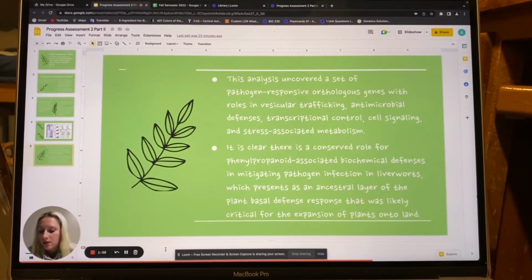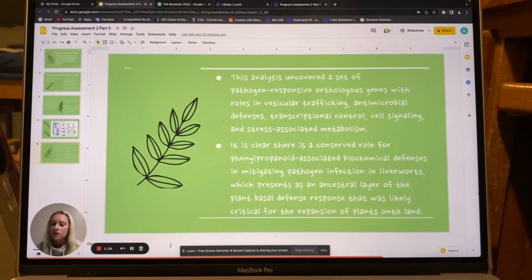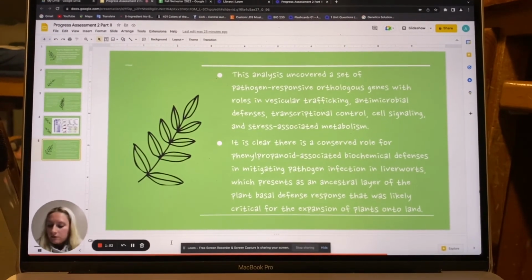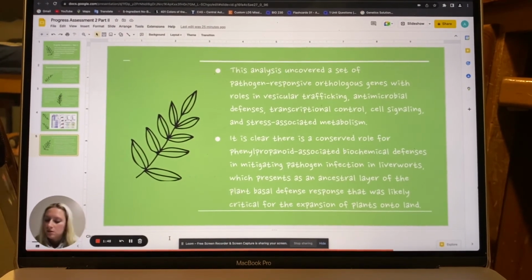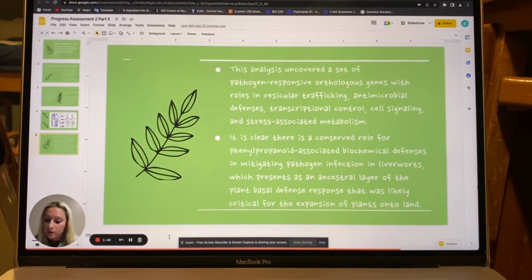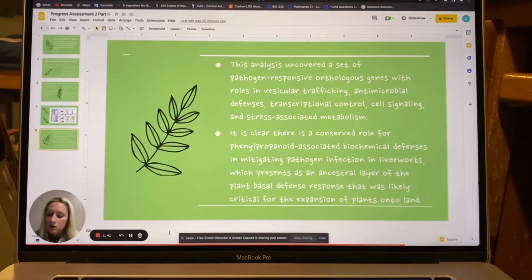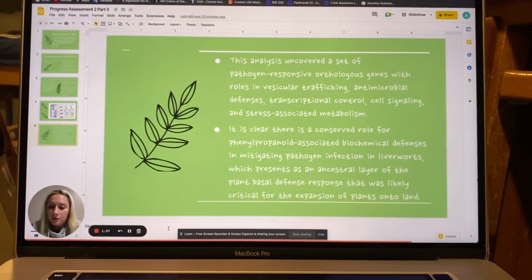So essentially the expansion of plants onto land began the evolution of defense strategies to protect against these microbial invaders. And there's both a transcriptional response and a proteomic response of the early divergent liverwort Marchantia with the pathogen that we discussed here.